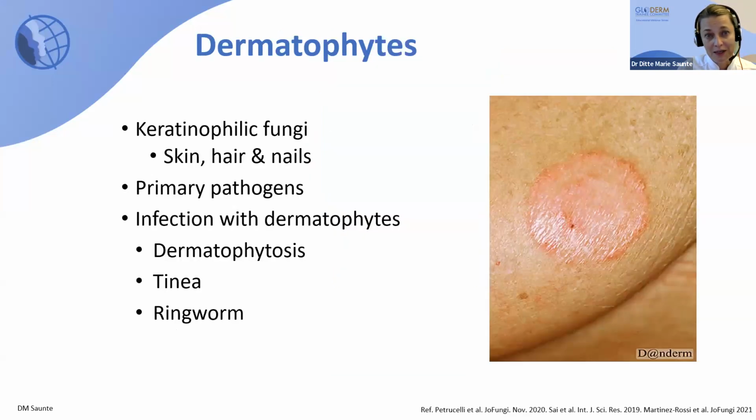When we look into dermatophytes, they are keratinophilic fungi. They can infect the skin, hair, and nails, and they're regarded as primary pathogens as opposed to Candida, which is a part of the normal skin and mucosal flora. The infection with these dermatophytes is called dermatophytosis in Greek, tinea in Latin, and ringworm in English. They got that name because they start initially in the center, and then they grow markedly outwards from the center, and they make this ring appearance on the skin with an elevated border, which has skin scales.